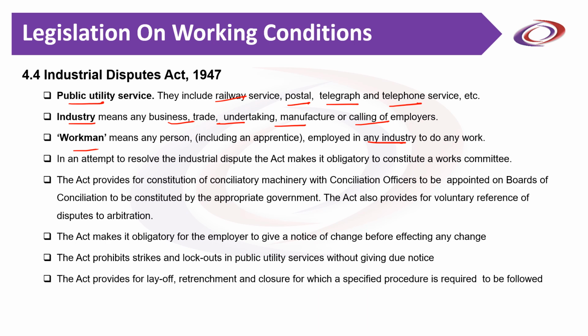Then, in an attempt to resolve industrial disputes, the Act makes it obligatory to constitute a Works Committee. The Works Committee has certain responsibilities in the industrial establishment. The committee consists of an equal number of representatives of workmen and the employers. Then there is the constitution of conciliatory machinery with conciliation officers, to be appointed, and boards of conciliation to be constituted by the appropriate government. Conciliation is again a measure to resolve the dispute. Then voluntary reference to arbitration, again mutual understanding, mutual discussion, so that a solution acceptable to both the parties can be reached.